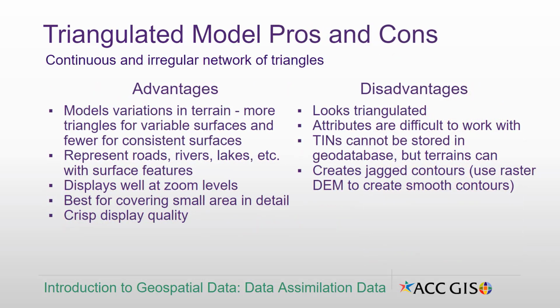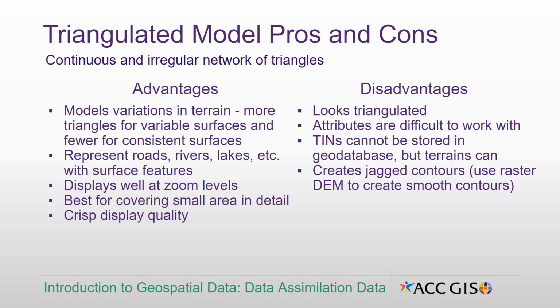And so there are a number of advantages and disadvantages to the triangulated model. Some of the advantages include modeling variations in terrain, which allows for more triangles to be utilized for variable surfaces and fewer for consistent surfaces. So you can imagine if I'm modeling the entire state of Colorado, I've got a lot of changes and variation in terrain in the western portion of the state and not very much in the eastern portion.